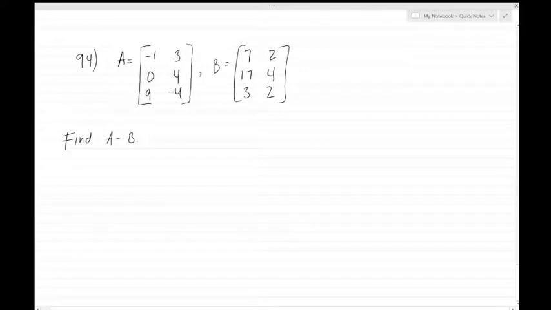Again, before we start the problem, we want to make sure that they're both the same order or the same dimensions. We realize that yes, they're both the same order. Then we can begin. So A minus B is equal to -1 minus 7, and I'm just going to write in the elements that go into each spot, so simplify that afterwards.